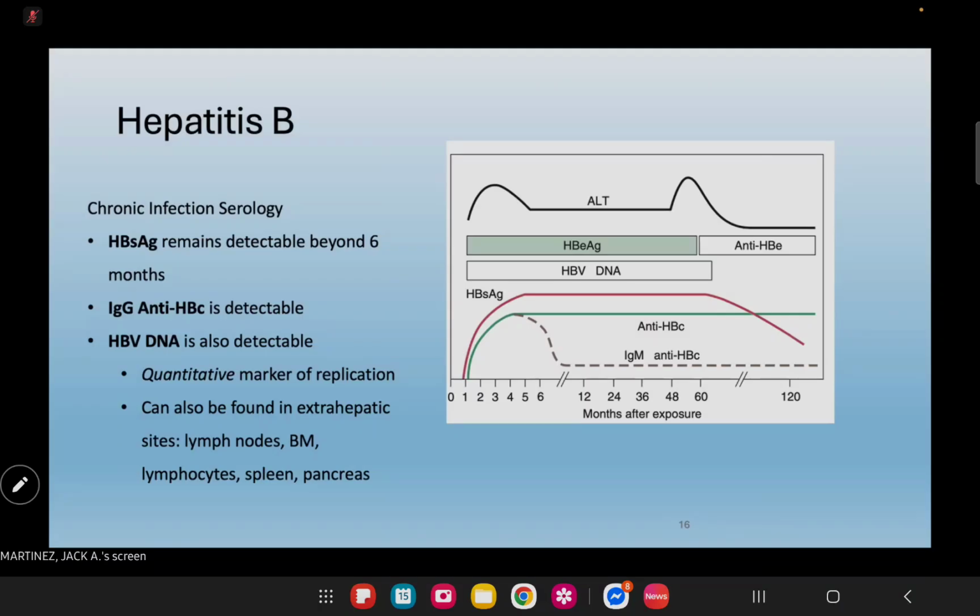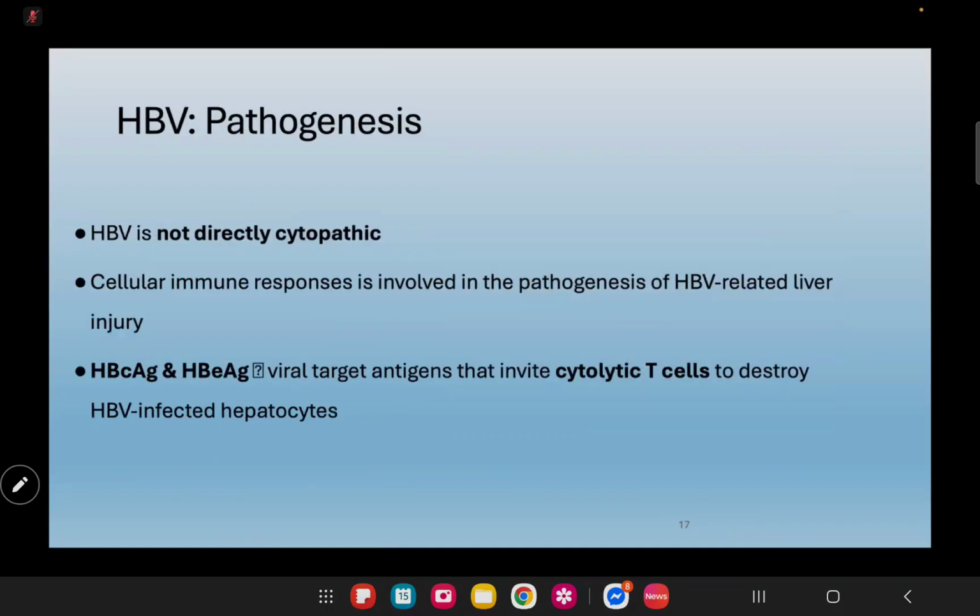Okay, for some important details, you may wonder why I keep on repeating them; it is so that you will remember and understand. So regarding pathogenesis, this is the key concept. I already said it earlier, but I will repeat it. The hepatitis B virus is not directly cytopathic. So it does not directly damage the liver cells. There is liver injury because it is immune mediated rather than due to direct viral destruction.